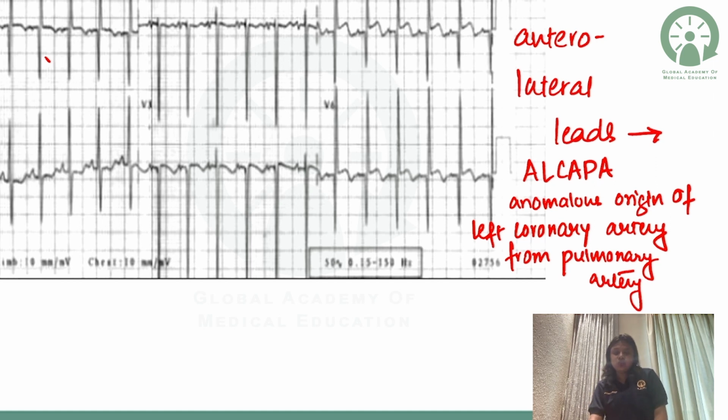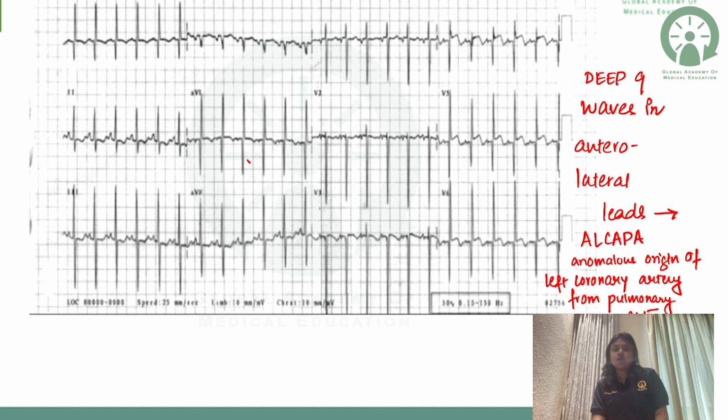because of the deep Q waves in the anterolateral leads what we are going to get in the ECG, and we can go for echocardiography. We'll find an enlarged heart suggestive of dilated cardiomyopathy. Okay, so this is about ALCAPA, and you should remember that it is one of the most important causes of ischemia in children.